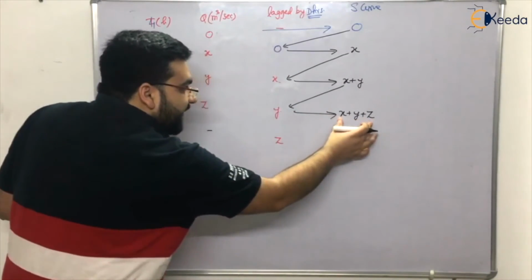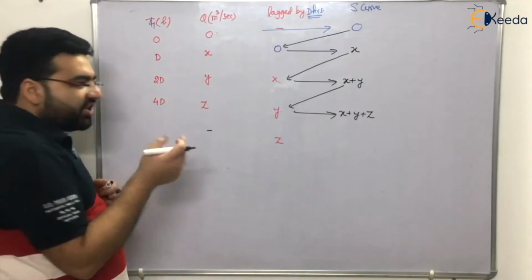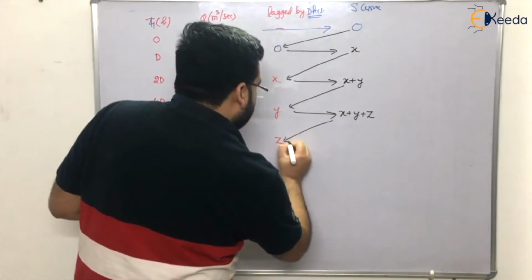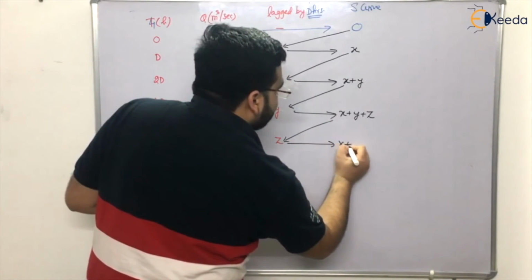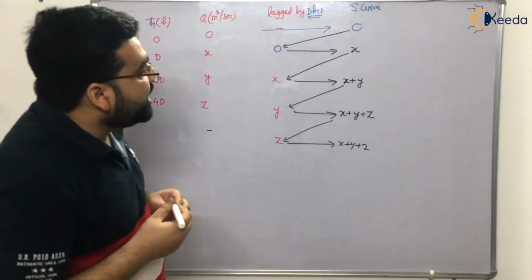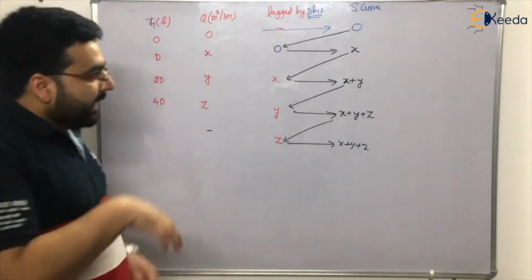Again take x plus y plus z to this position and add the discharge. What is the discharge here? No discharge. So x plus y plus z plus 0. That is x plus y plus z. Again x plus y plus z, and so on. That is how you determine the discharge. Clear? Okay.